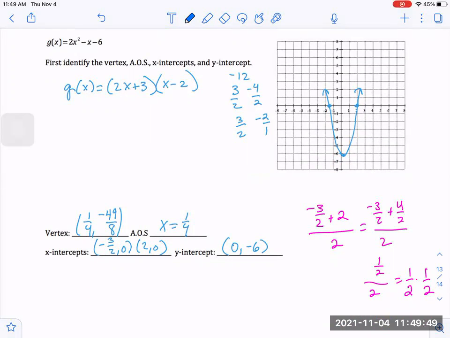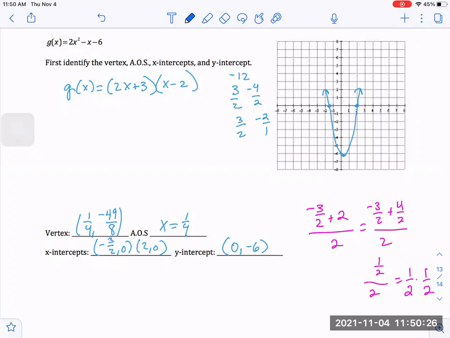Here are my answers. So I found the zeros. I found my x value halfway between, like so. My x value, my vertex is 1/4. To find the y value, you plug back in. How to get -49/8 this way.